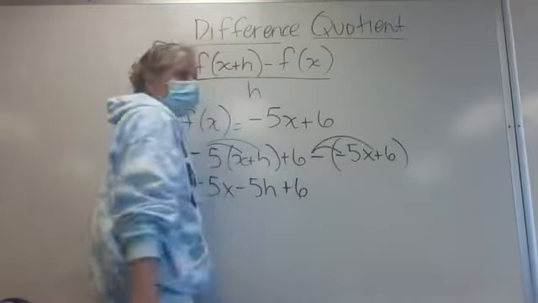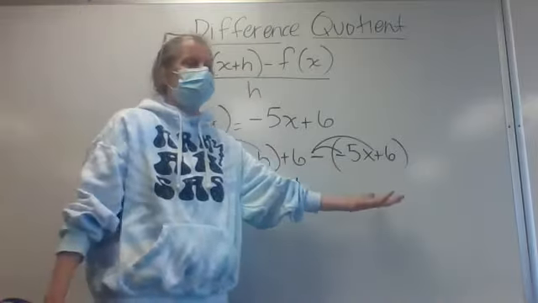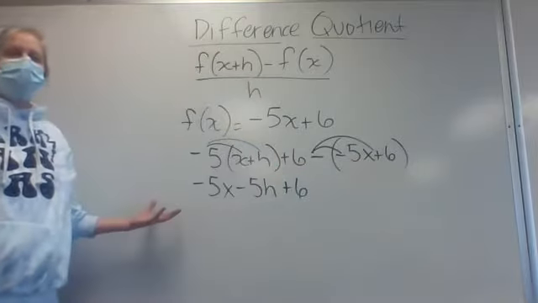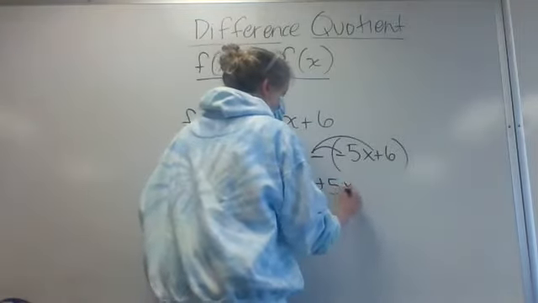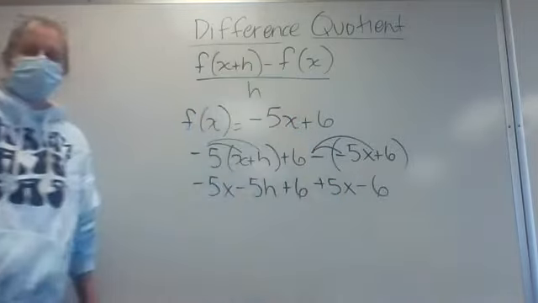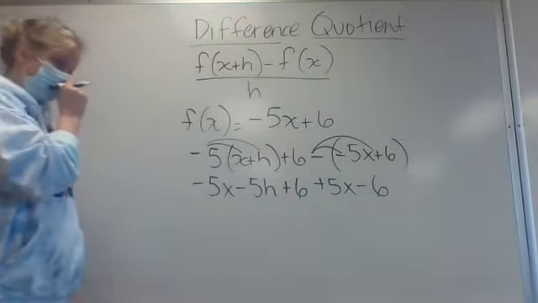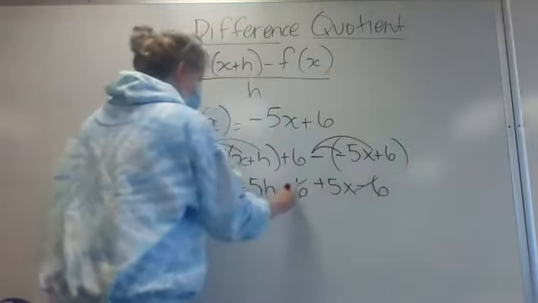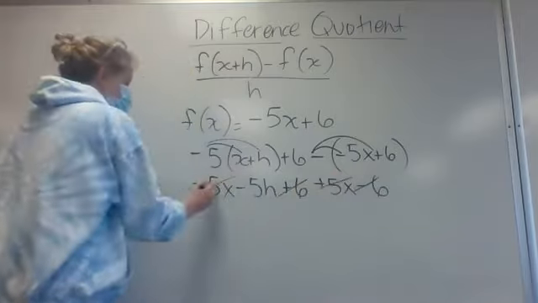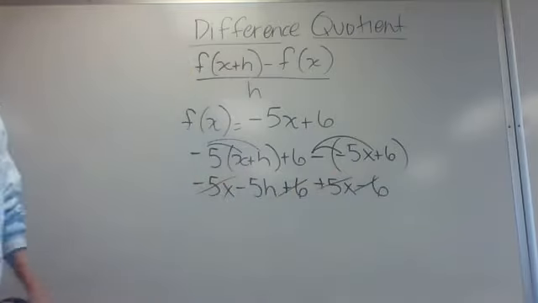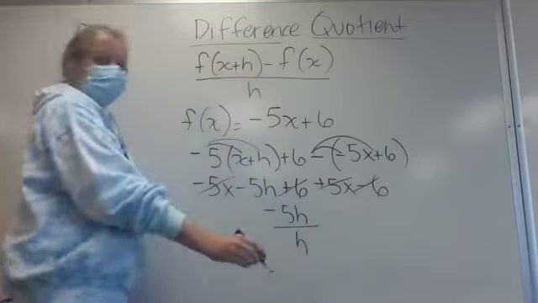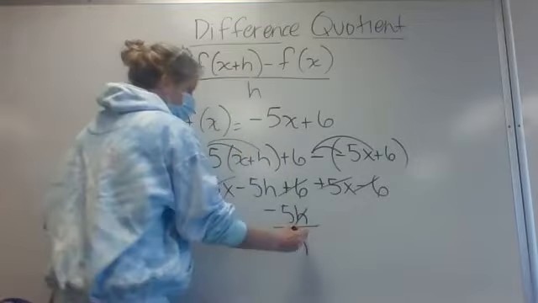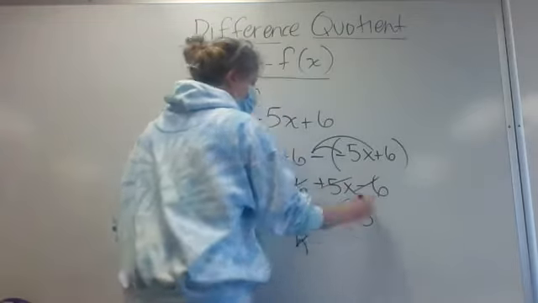Distribute the negative, which is going to change those signs. And what is changing those signs going to do? Make those terms cancel terms up front. So I've got plus 5x minus 6. So the minus 6 cancels the plus 6. The plus 5x cancels the negative 5x. So all you have left is the negative 5h, and it's over h. So your h is canceled. So you're just left with negative 5.